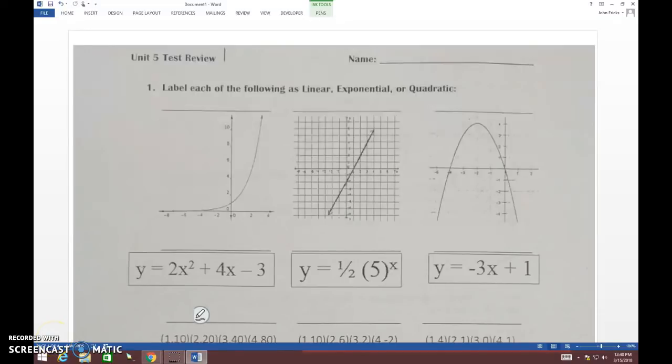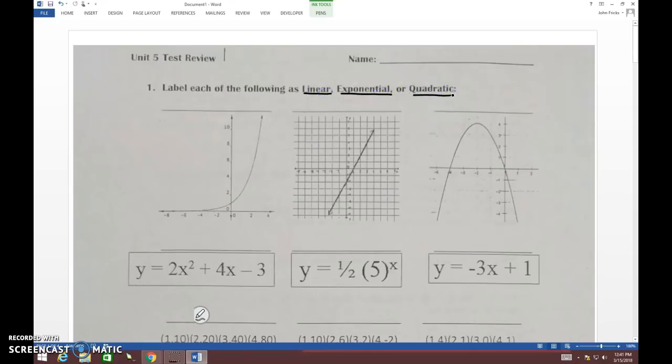All right, today we're going to be working through the Unit 5 test review, and we're going to go through both reviews that I gave you in preparation for the test. So just follow along with me and write down anything that I write down up here on the board. So starting with number 1, it just wanted us to label each of the following as linear, exponential, or quadratic.